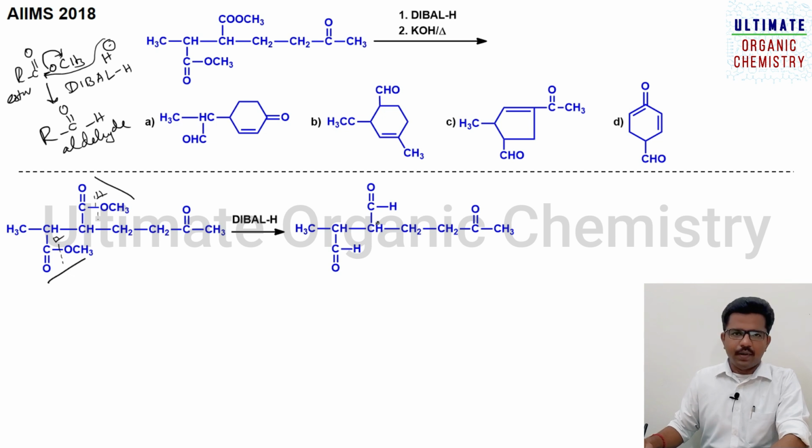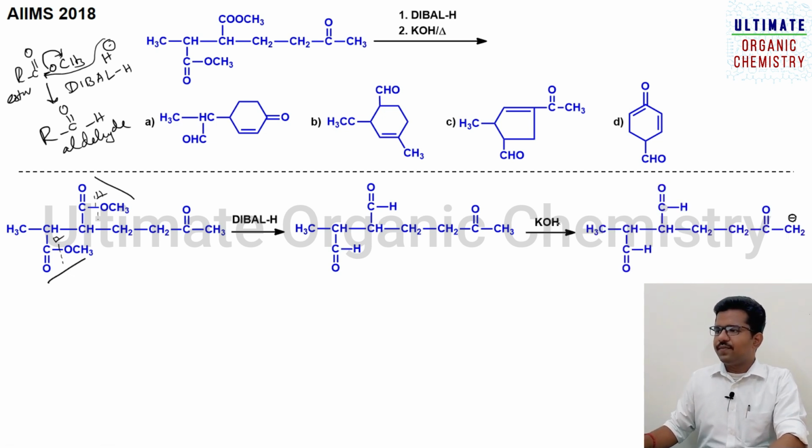So you will get the corresponding aldehyde. Dialdehyde will be formed, right? So once this dialdehyde is formed, it reacts with the potassium hydroxide. But if you check the answer, the mechanism could be as follows. K plus OH minus will be generated, and this will be deprotonated. It will be forming the corresponding carbanion, and this carbanion can attack here or here.